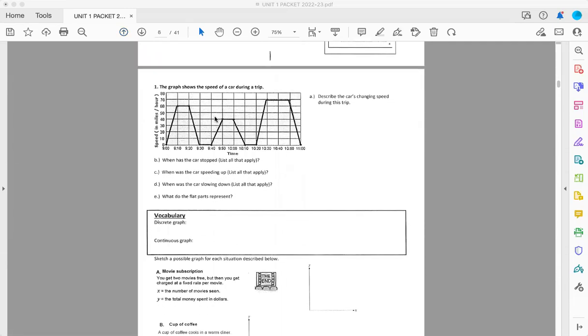On this page, you have a graph that shows time on the x-axis, or the time axis in this case, and speed on the y-axis. The graph shows the speed of a car during a trip. The first part says, describe the car's changing speed during the trip. So if you monitor the motion here, what's happening on this graph? Up, flat, down, flat, up, flat, down, flat, and so on.